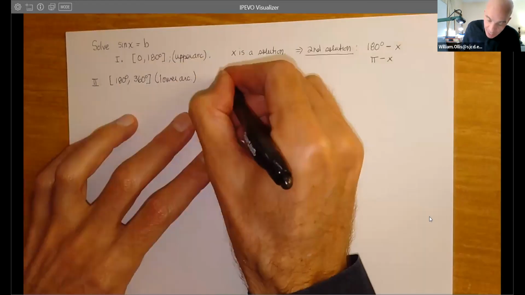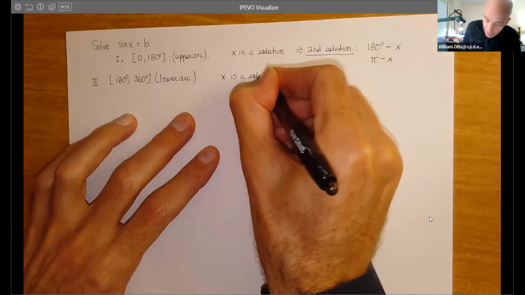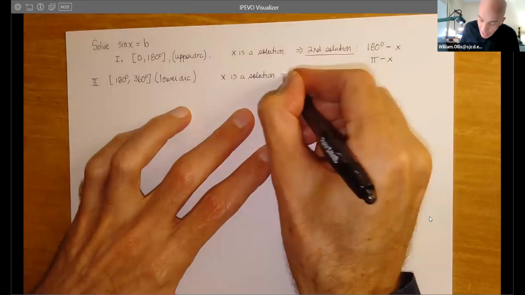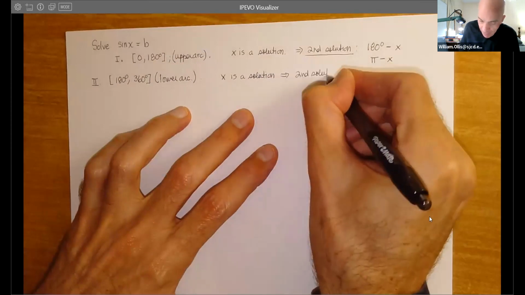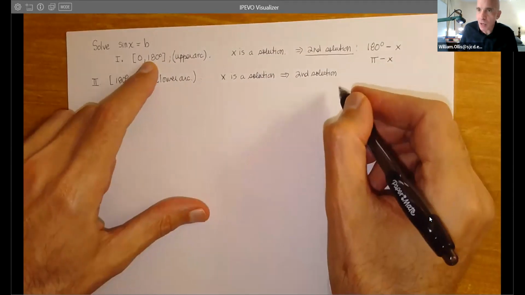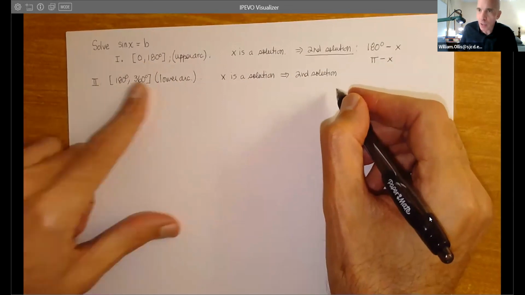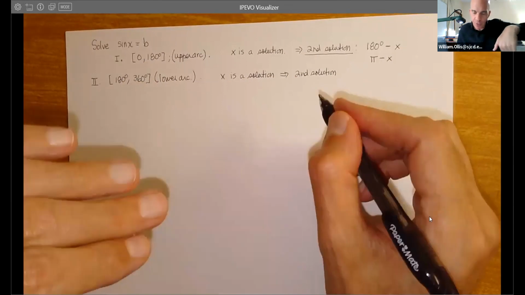Then we would have, say, x is a solution. So one solution, like theta 1, implies a second solution. And again, we're assuming that we're in the quadrants, even though my notation is giving the entire upper arc and lower arc. You're in the quadrants. And now we're either in the fourth or the third quadrant.